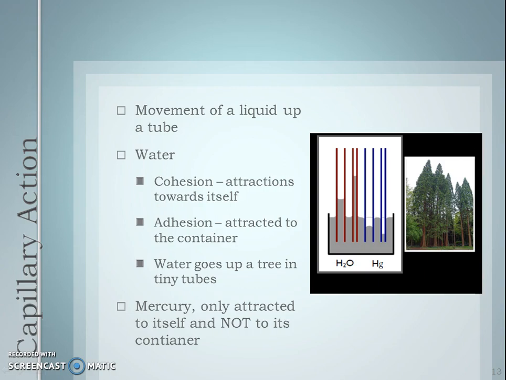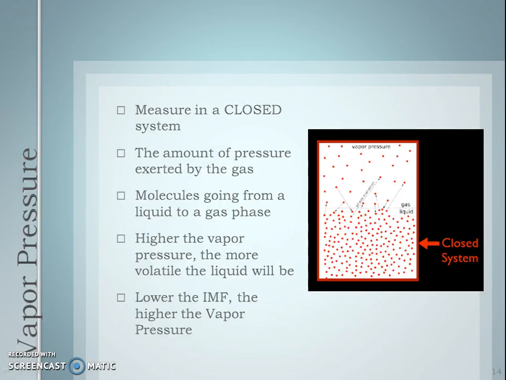Where mercury, however, only really has cohesion forces because it's only attracted to itself, and that's one of the reasons why when you look at these tubes, the mercury is actually curved down. So water is curved up because it's attracted to itself and the container, where mercury is only attracted to itself, not the container at all, so it's going to be curved in a different way.